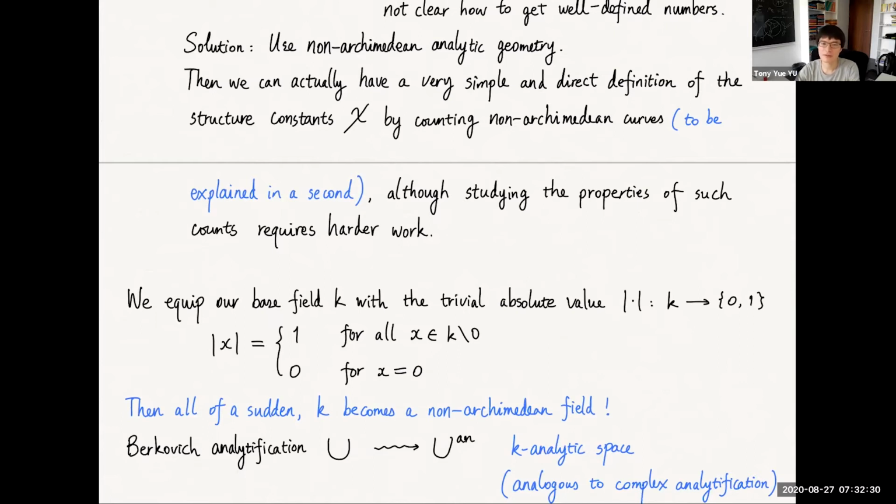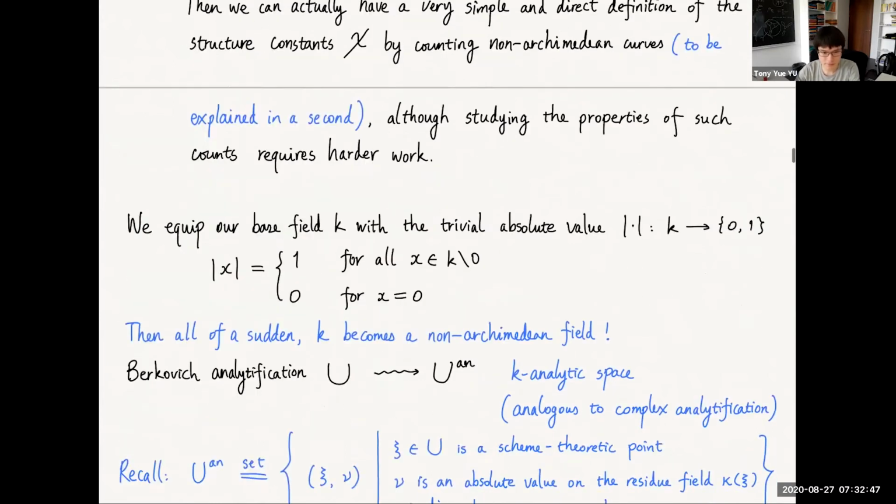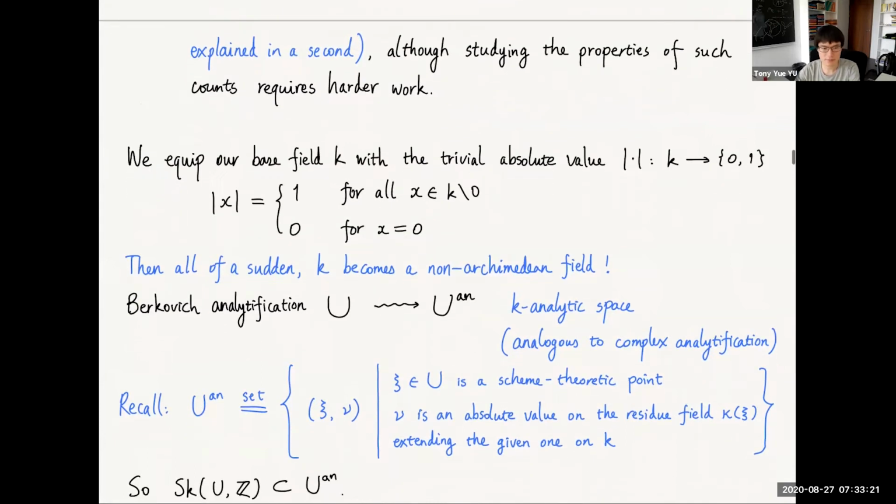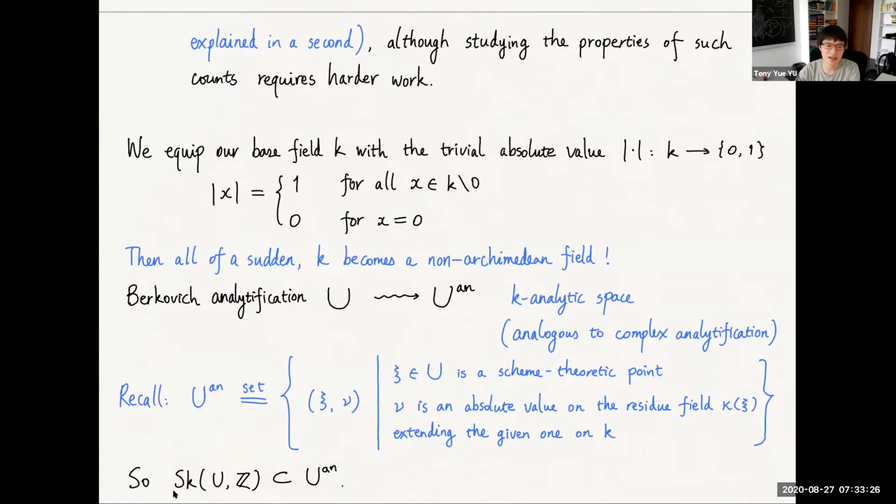So over a complex field, when we have a complex algebraic variety, we can analytify and get a complex analytic space. Here, similarly, when we have an algebraic variety over a non-Archimedean field, we can analytify and get a non-Archimedean analytic space. And let me just quickly recall that the underlying set of the analytification is simple to describe. It consists of pairs (ξ, ν), where ξ is a scheme-theoretic point, and ν is an absolute value on the residue field κ(ξ), extending the given one on K. So in particular, let me remark that this set S_K(U,Z) is a subset of the analytification of U.